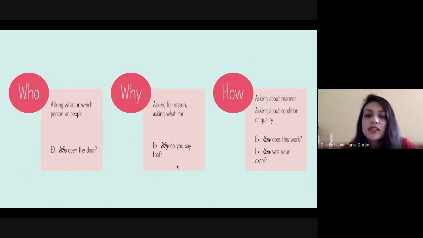And finally, we have the question word how. We're going to use it when we want to ask about the manner. For example, how does this work? Or when we want to ask about a condition or quality. For example, how was your exam? My exam was very difficult, or my exam was very easy.